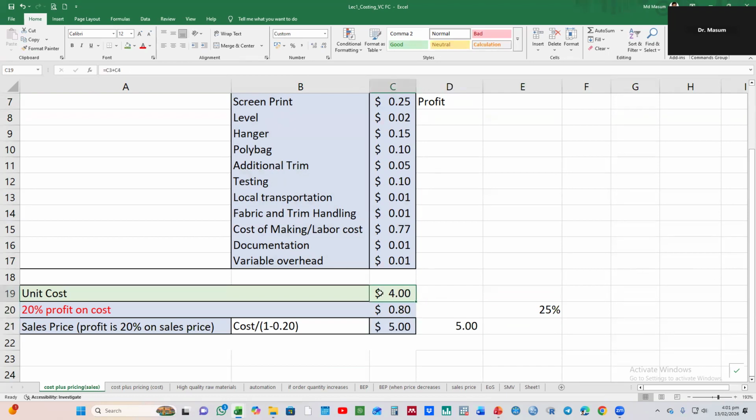Sales price will be 75%. So this sales price will be a little bit higher. 4 divided by 0.75, because 25% is profit. And the price in the negotiation table, you will charge $5.33, or in negotiation it is also known as opening offer or interest. What will be your opening offer? What will be your interest in negotiation?